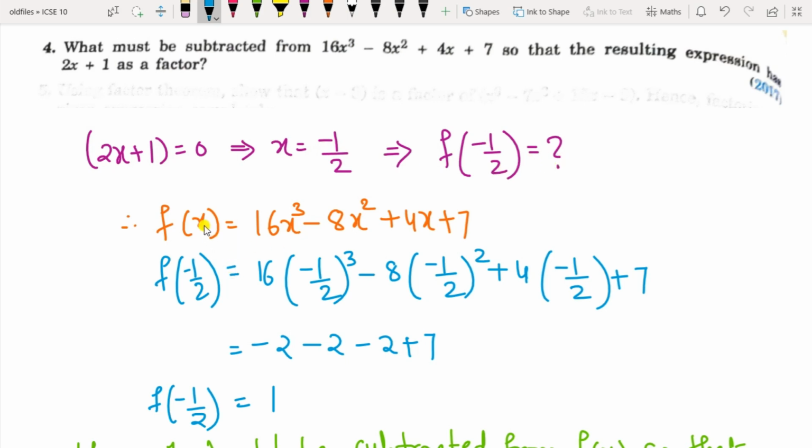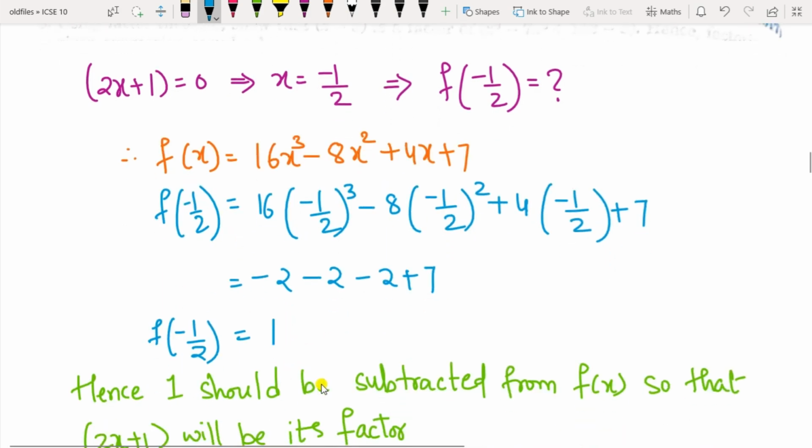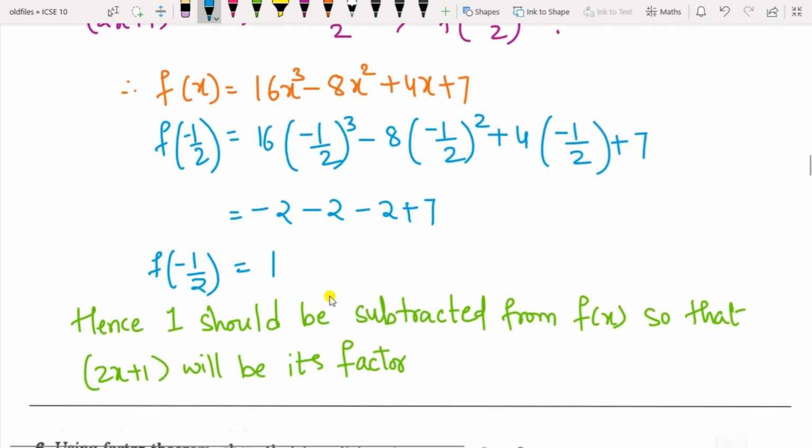So solve this given polynomial by substituting x as -1 by 2, and you get the value of the remainder f of -1 by 2 as 1. So 1 should be subtracted from this polynomial so that 2x plus 1 will be its factor.